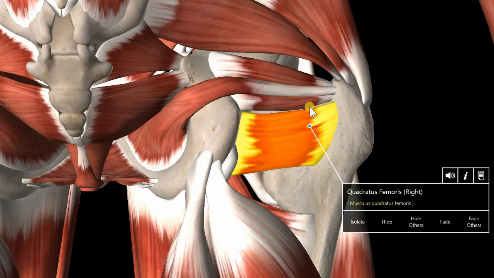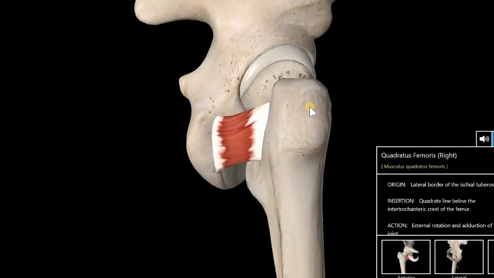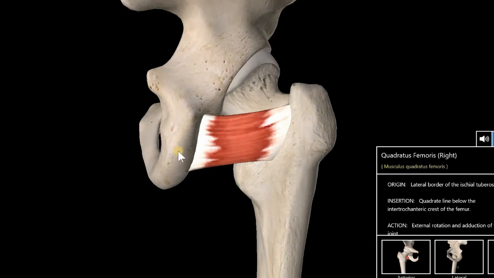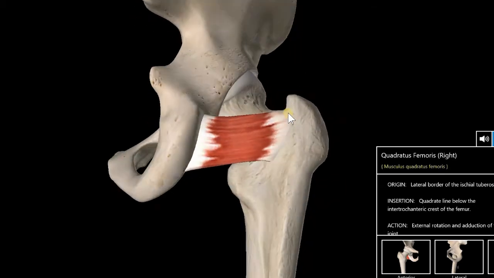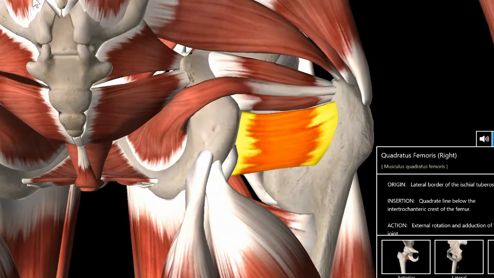Quadratus femoris has its origin on the ischial tuberosity and insertion over on the posterior aspect of the greater trochanter, specifically this area, the intertrochanteric crest. Okay, action is external rotation and adduction at the hip.